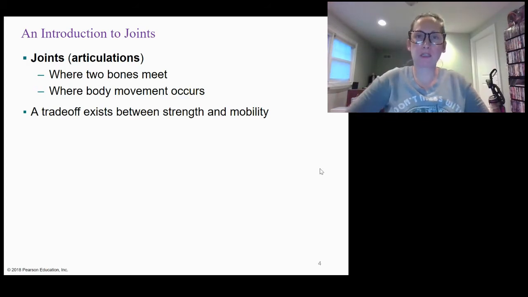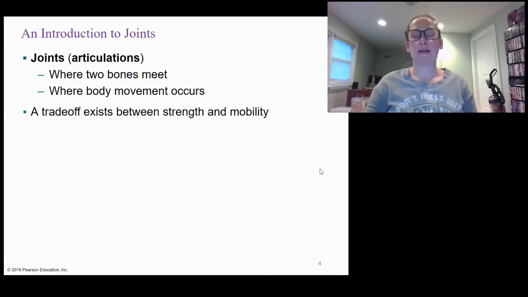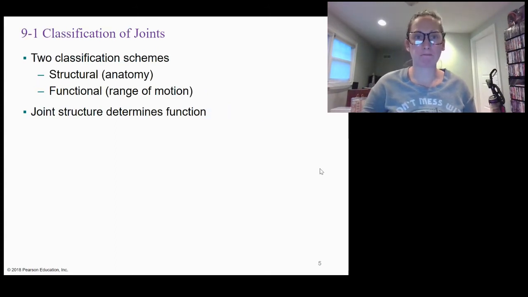So an articulation is where two bones come into contact and where movement is going to occur. And so there will be two things we're always going to consider when we talk about a joint. It's going to be that joint strength and its mobility. And you'll see that those two things are always going to be kind of against each other. There are two ways to classify a joint. One is anatomically, so based on its structure, and the second is by its function or its range of motion.